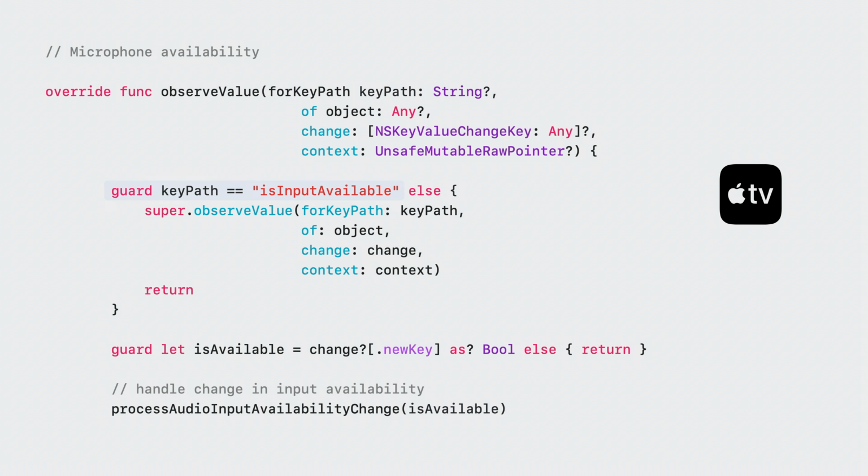Building on top of captured device availability, now let's talk about microphone device availability and how you need to monitor it on tvOS. The Apple TV does not have a built-in mic, and your app is never guaranteed to always have access to a mic device. To this end, the input available property in audio session now has key value observable support for you to monitor when there is a mic device available to use, and when there are none.